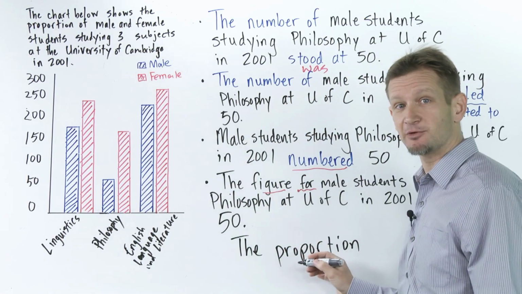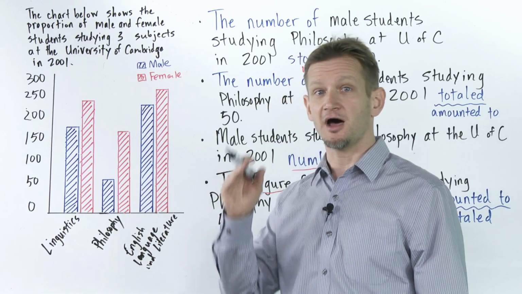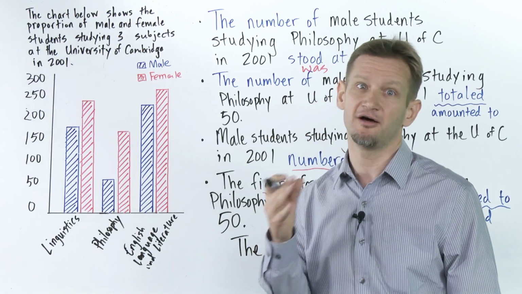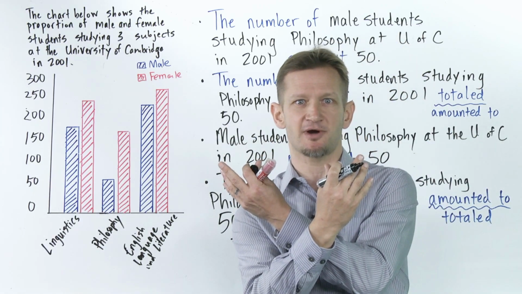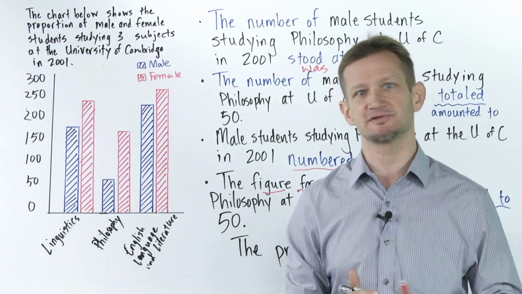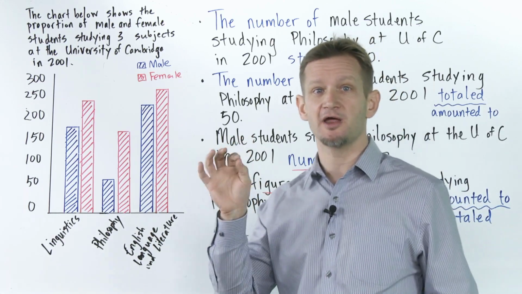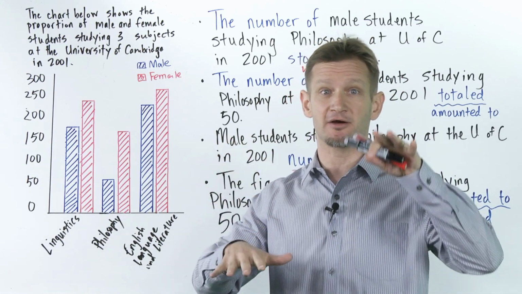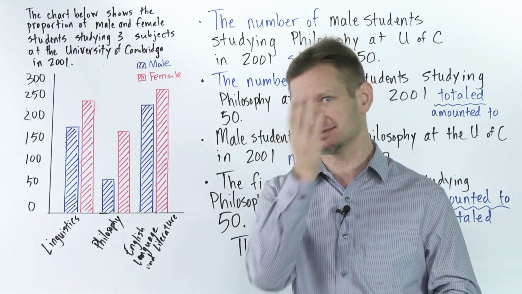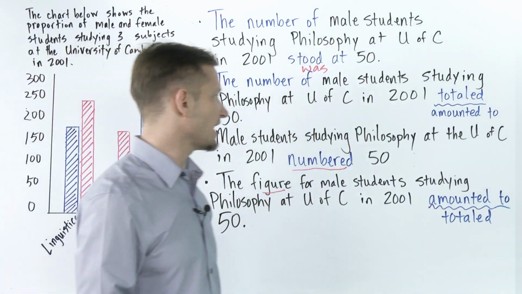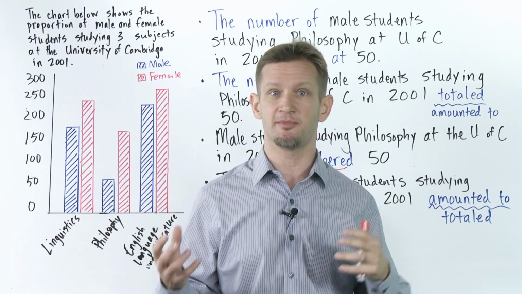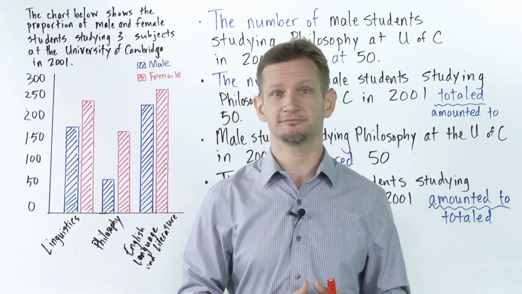So to use proportion here, we would say the proportion of male students was 1/3 that of female students. Or to flip the sentence around, the number of female students was 3 times as high as male students. So proportion is a great word to use, but just remember it's in comparison to something, either a different thing or the same thing at a different time, as in before or after. Okay, so those are some sentence patterns and vocabulary that you can use to describe different numbers in a bar chart.